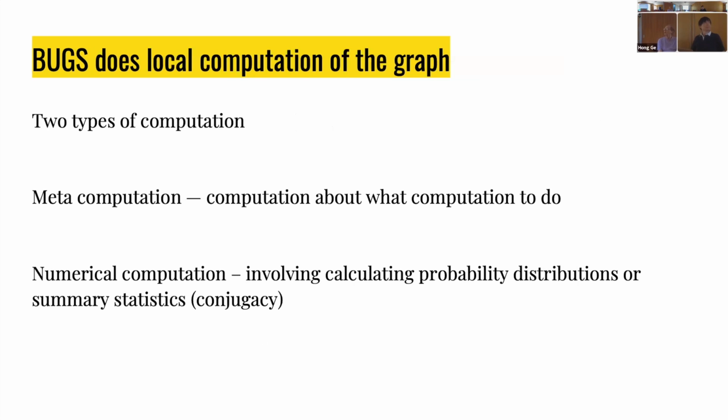So the BUGS software does two types of computation on the graph. The second is fairly obvious. You want to calculate things like probability distributions or summary statistics so that you can exploit conjugacy. But you need some way of knowing what numerical computations you want to do. So for want of a better word, I'll call that meta computation.